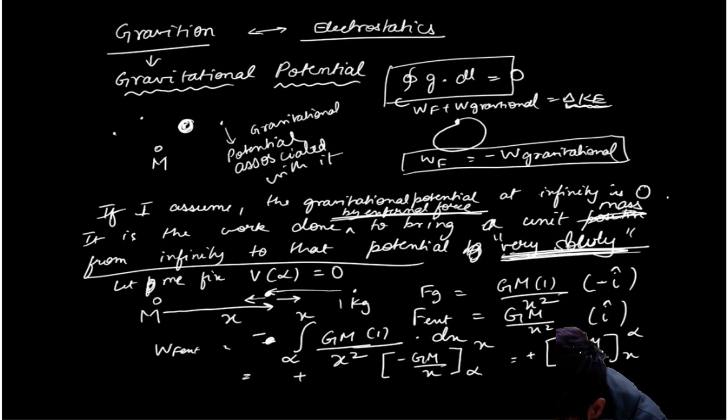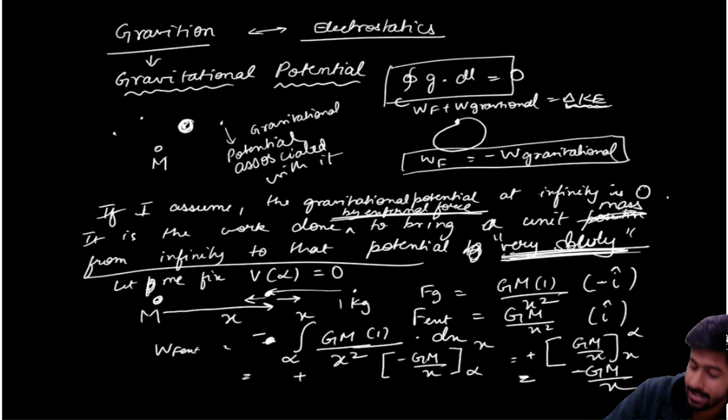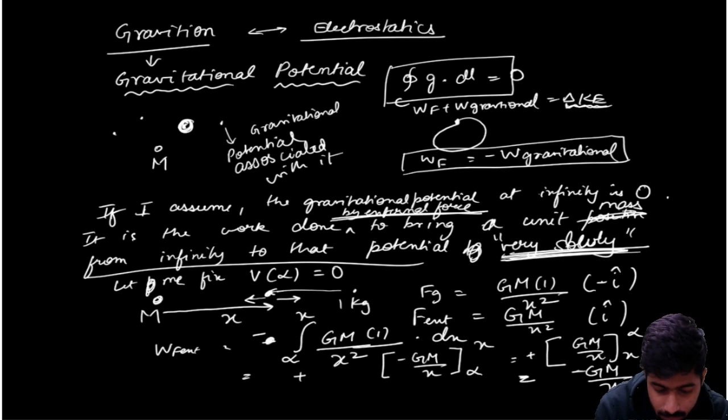So this will simply be GM by infinity to x. Remember that minus sign, right? So the minus sign exists. With this done, I guess we can start solving a few problems now.